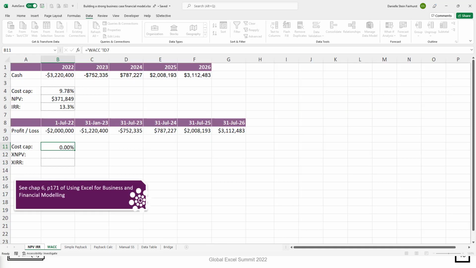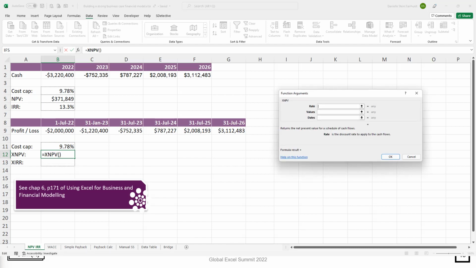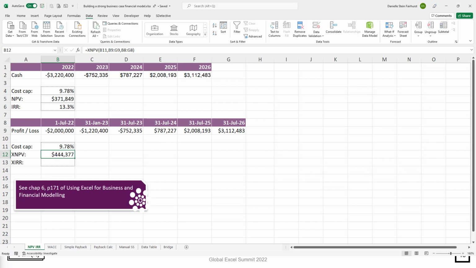So I'll just link through the WACC again. So we could do the XNPV. The rate is going to be 9.78%. The values are here and the corresponding dates. And you'll see that we get quite a different number, and it's important to remember that although technically that is also the NPV, it is the basis on which it's calculated.